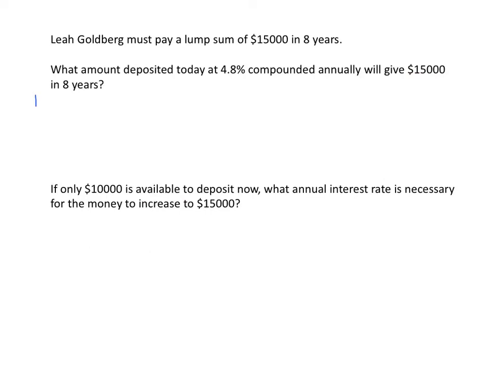So for this one, we already know what A is. A is $15,000. We don't know what P is. That's what we're looking for. Our interest rate is 0.048. The time is 8 years, and N is 1 because it's compounded annually. So I can set this up.